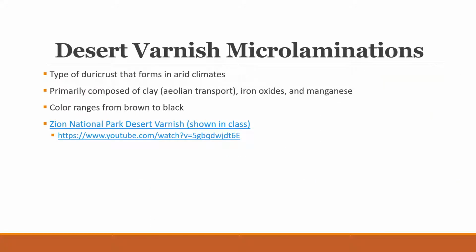Desert varnish microlaminations are a type of duricrust that form in arid climates. They're primarily composed of clay, which is transported through blowing winds, iron oxides, and manganese. We have colors ranging from brown to black. Now, this video will be linked, Zion National Park Desert Varnish. It's a very informative video, but I'm not going to be able to show it during this recording. So please watch that after you're done watching this lecture.